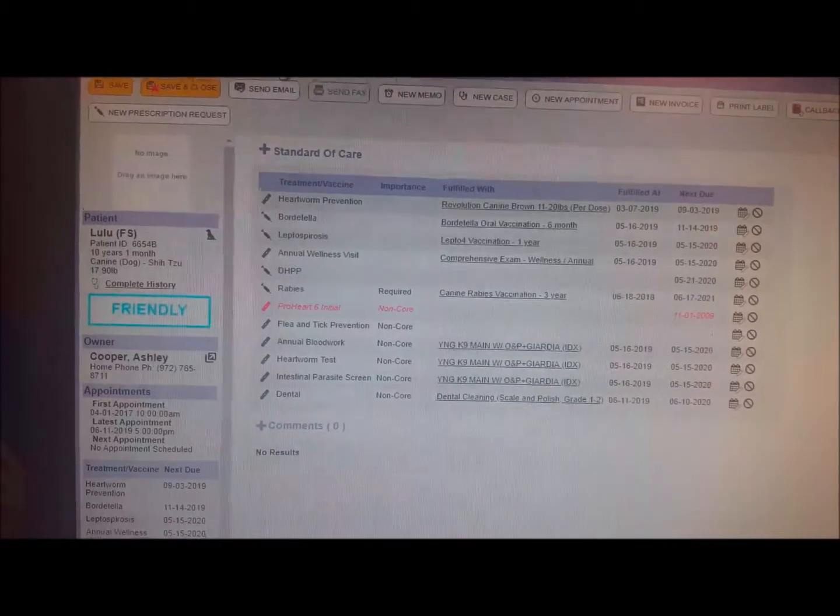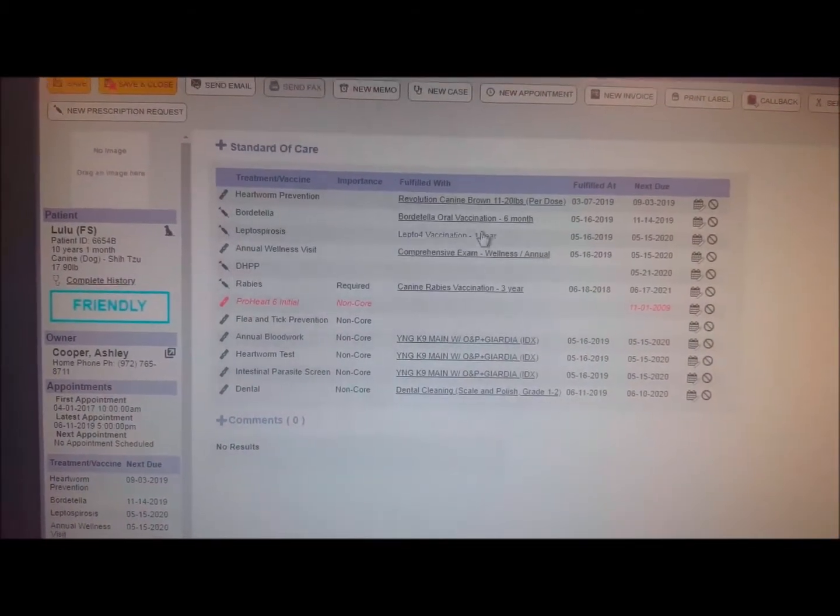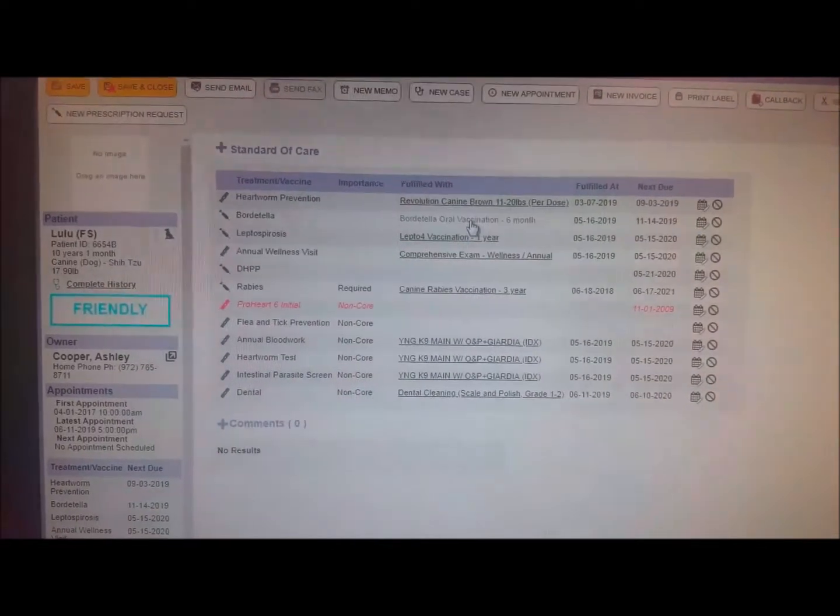Here in her clinical records, we can see all that she's been through. If she has any existing medical problems right here, anything to take care of, we can see her standards of care, what vaccines she's due for, which ones she's not.